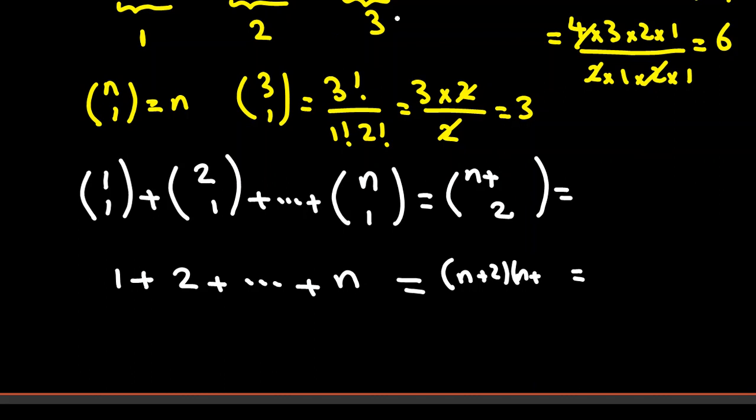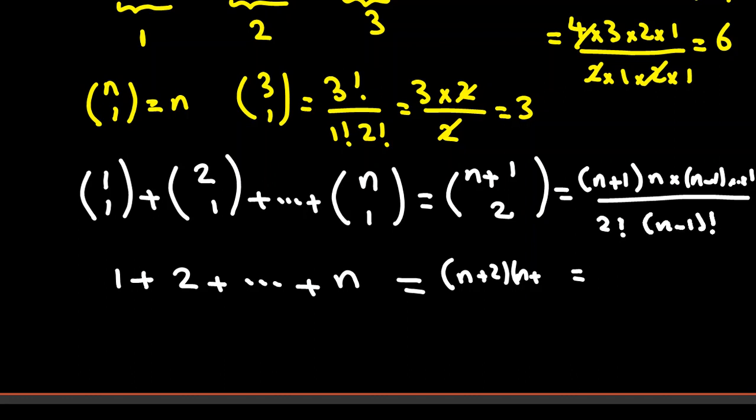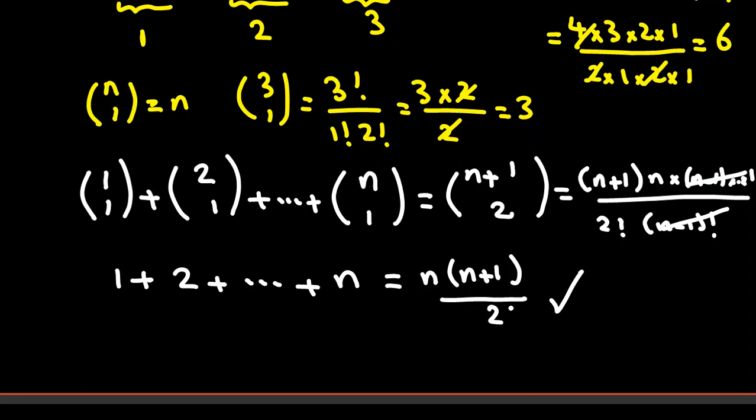So let me correct. It will be n plus 1 choose 2 will be n plus 1 times, if you simplify, times n, n plus 1 factorial, n plus 1 times n times n minus 1 and so on to 1. And here, it will be 2 factorial times n minus 1 factorial. You can divide these two things, and it is equal to what? This one equals n times n plus 1 over 2. It is a famous formula, 1 to n is n times n plus 1 over 2, and it's a special case of the hockey stick identity.